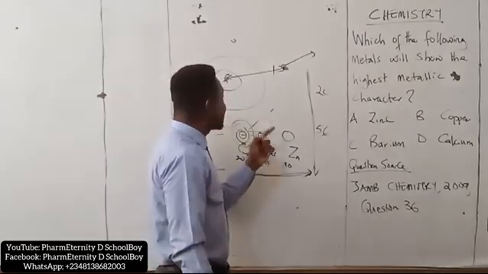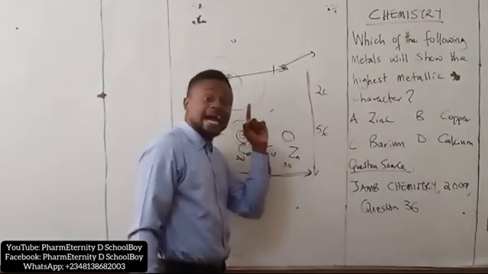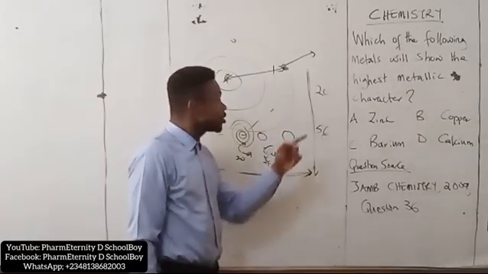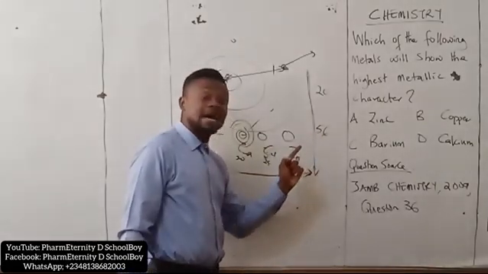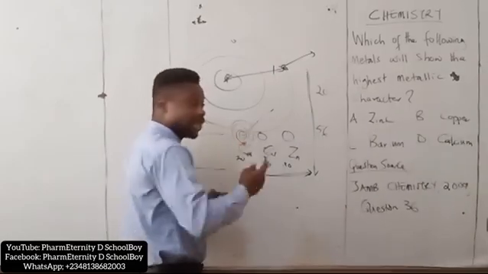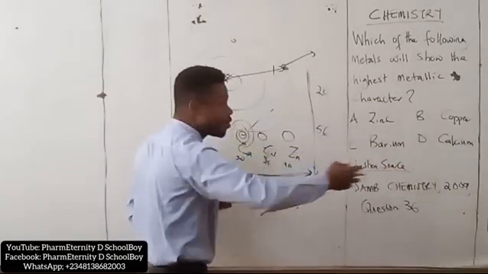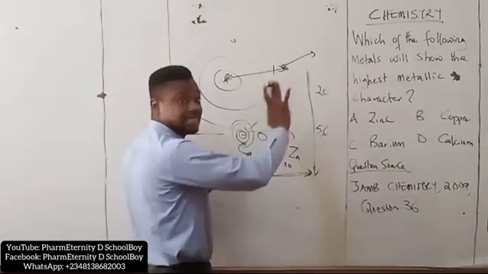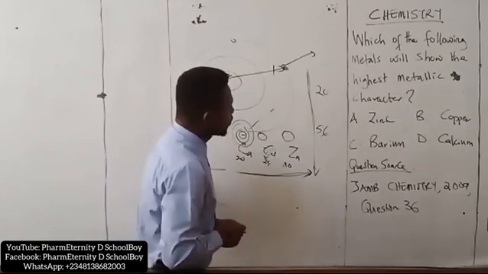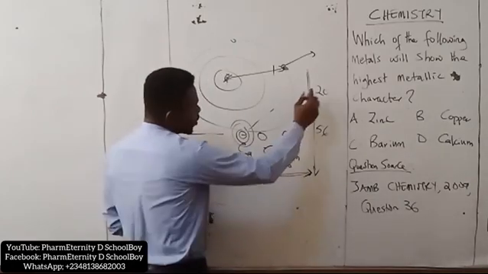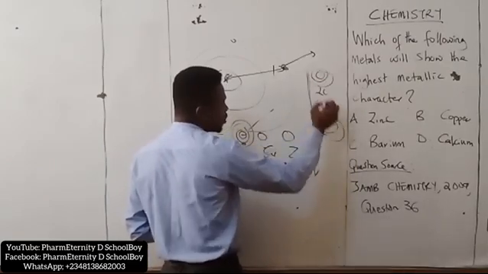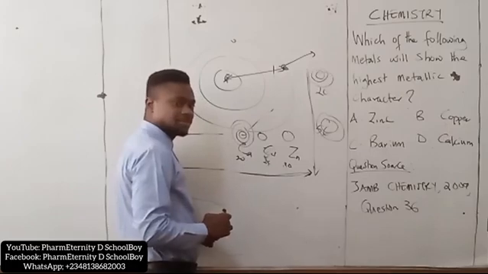but the outermost electron, valence electron, is the same. So calcium has 2, barium has 2. Across the period, valence electron increases by 1, while the number of shells is the same. Now, number of shells will increase as you go down from calcium to what? Barium. What does that tell you?